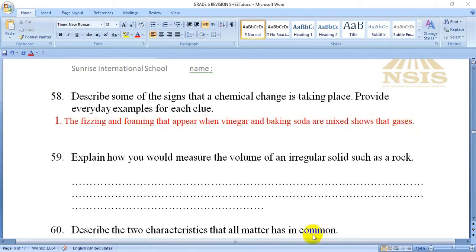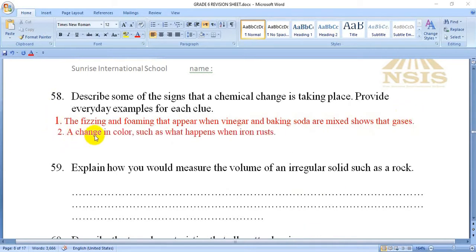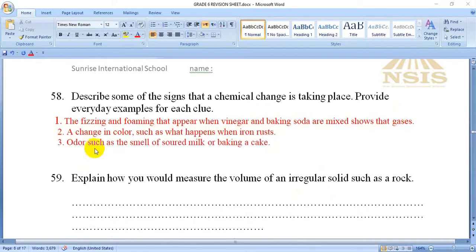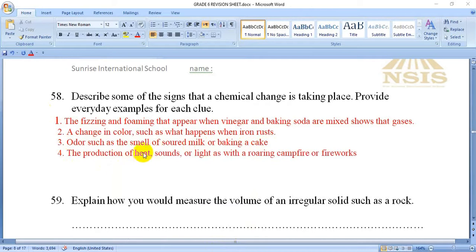Number 2, a change in color, such as what happens when iron rusts. It changes from silver color to brown or orange color. Number 3, odor, such as the smell of soured milk or baking a cake. Number 4, the production of heat, sounds, or light, as with a roaring campfire or fireworks.